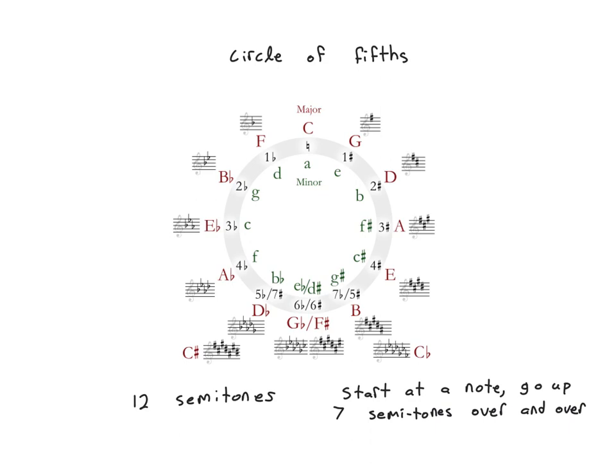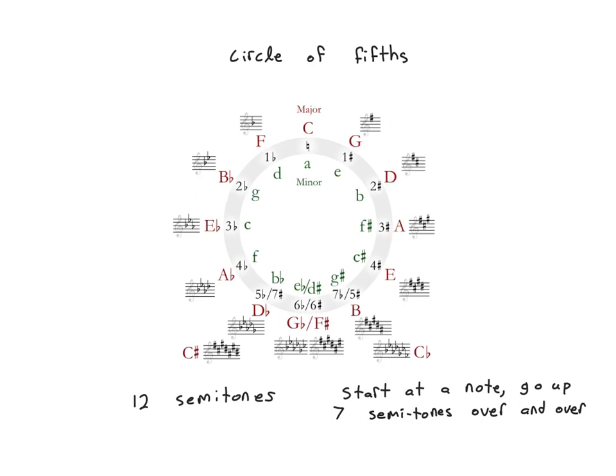The idea is that the normal musical scale is divided into 12 semitones. The circle of fifths is given by starting at a note, like say C major, and when you go clockwise, you go up 7 semitones. So 7 semitones up from C major is G. And you keep going up 7 semitones. So 7 semitones above G is D, and so on and so forth.